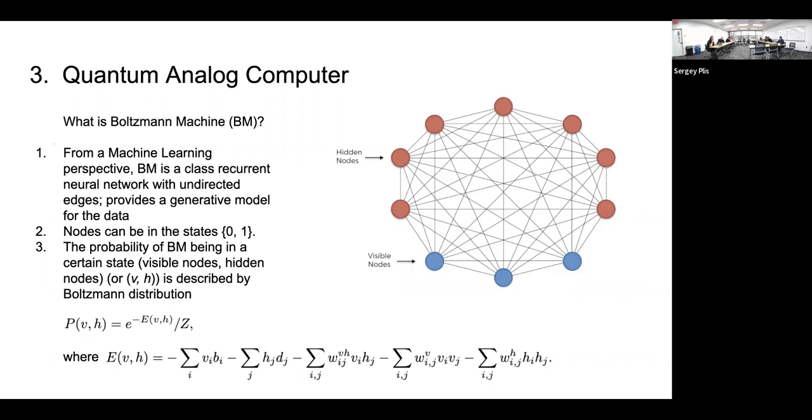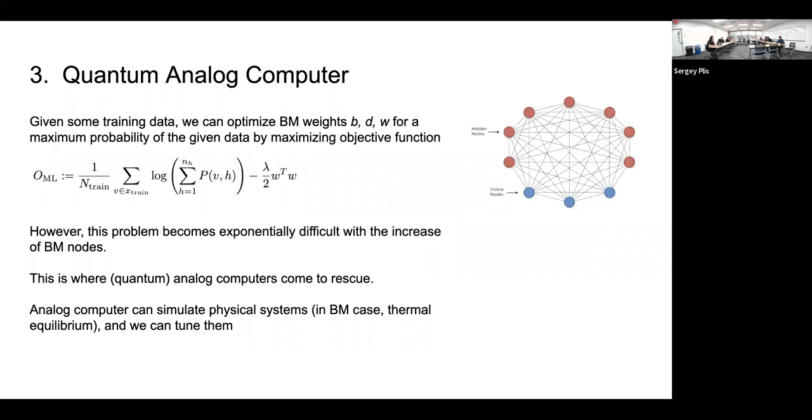It is expressed in a few equations that are often encountered in physics, namely the Boltzmann distribution, the exponential dependence of the probability of some state on its energy. And in the case of the Boltzmann machine, we can express this energy in an equation. This energy depends on the weights that describe interaction between different nodes and the weights of the nodes themselves. Training a Boltzmann machine means finding the optimal set of those weights that maximize the probability. It can be shown that this problem can be mapped to a problem of maximizing an objective function that looks like that.